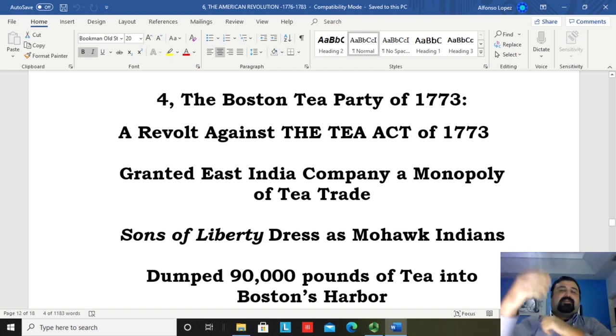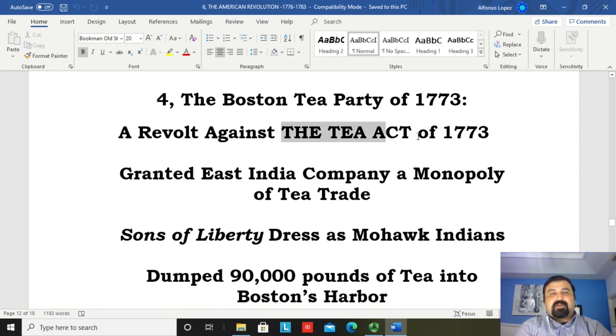That Navigation Act was called the Tea Act of 1773. The British Parliament in 1773 passed the Tea Act. It's a new Navigation Act, and what this act indicated is that the British East India Company was now to control and dominate all the tea trade in North America.